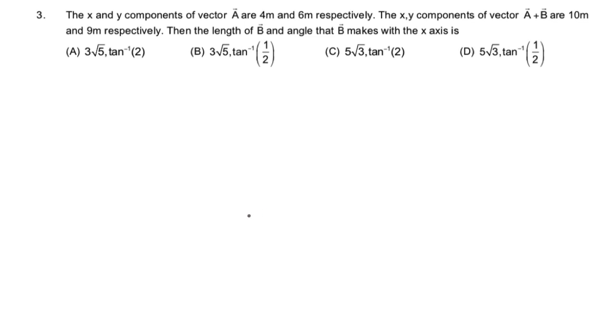It says the x and y components of vector A are 4 meter and 6 meter respectively. Okay, so there is a vector A which has two components x and y. The x and y components of vector A plus B are 10 meter and 9 meter respectively. Then the length of B and the angle that it makes with x-axis is, right?